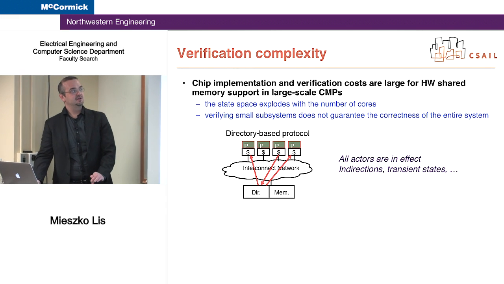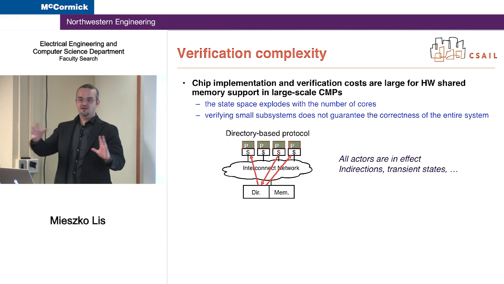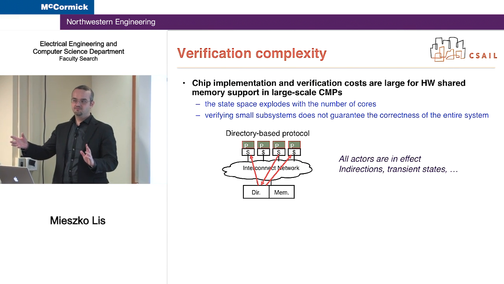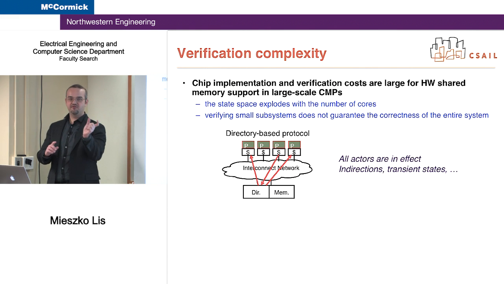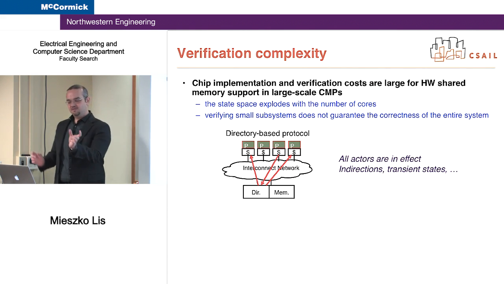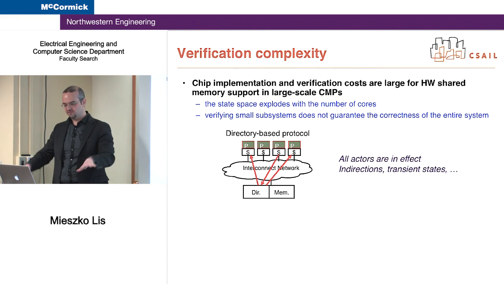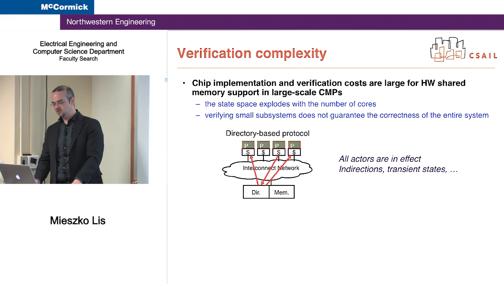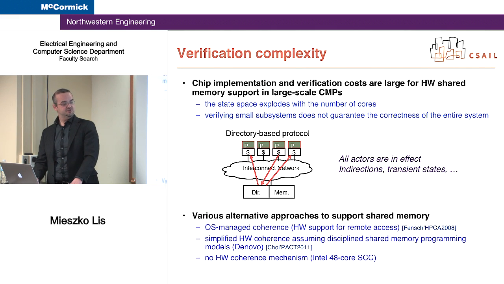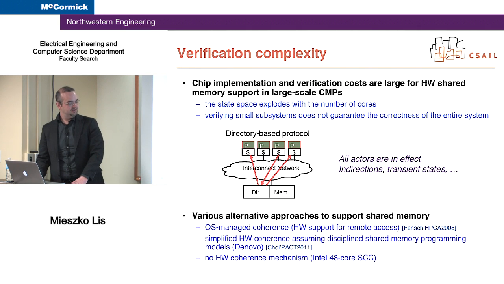And it is much simpler to verify because the state space doesn't explode as you increase the number of cores, because every address can only be cached in one place. So the state of every piece of data doesn't involve all the possible sharers, as it would in a cache coherent system. This is also similar to NUCA, our NUCA at the L2 cache.